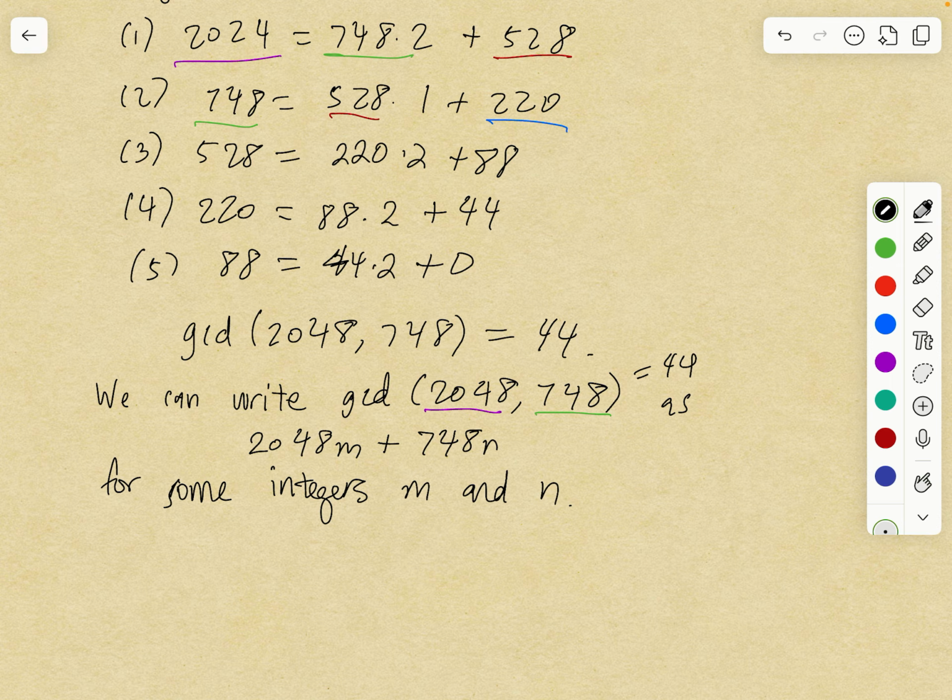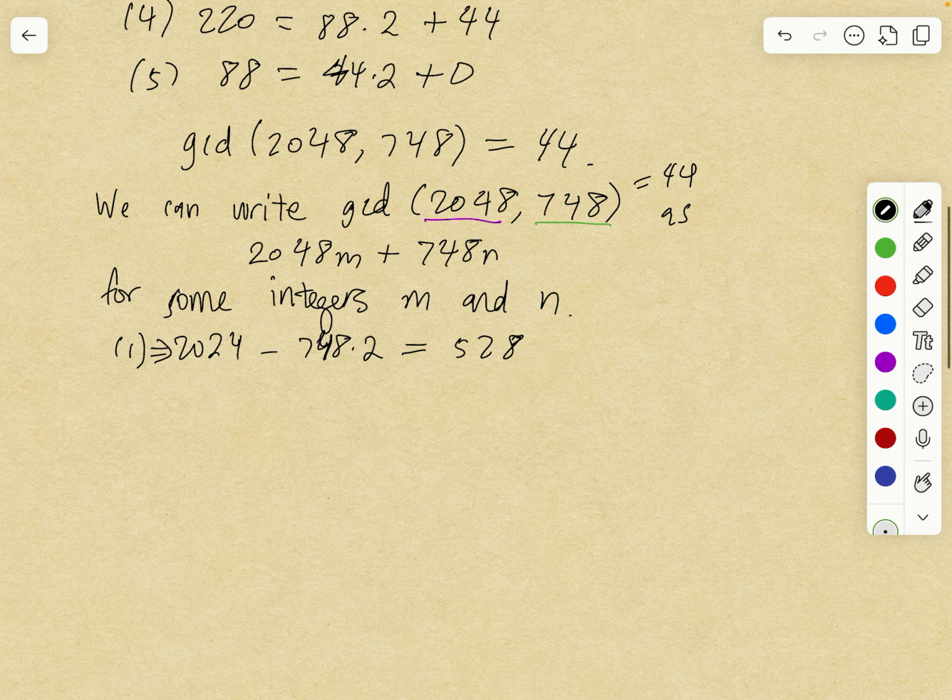So you look at the first equation and get 528 by itself. So that's 2024 minus 748 times 2 equals 528. So that's from the first equation. So the first equation implies that.